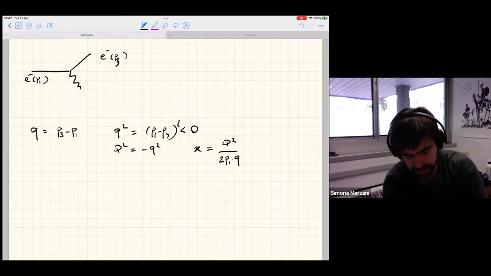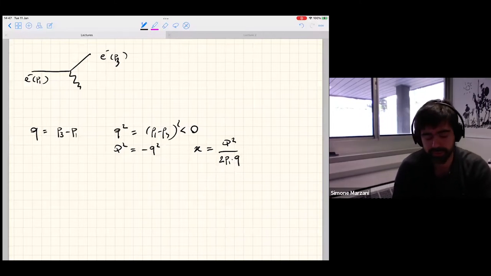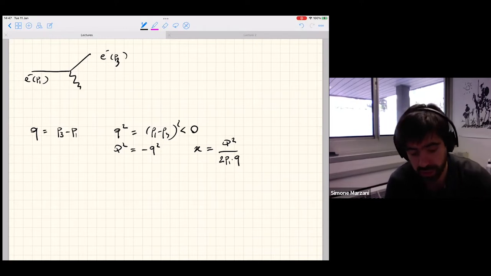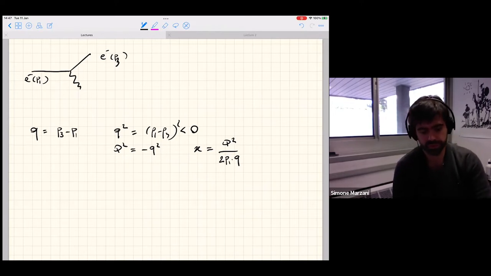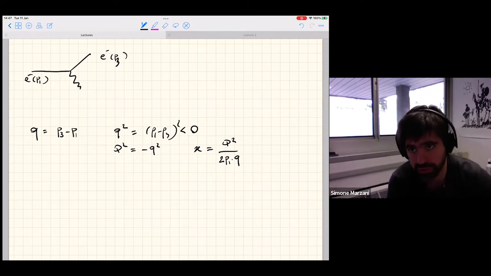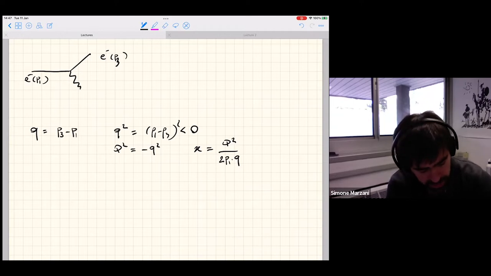You can see, and this is called Bjorken x, Bjorken bar. And you see that all the kinematics is expressed, you can resolve all the kinematics by just looking at the incoming and outgoing electrons. We really don't measure anything about the proton in this experiment.